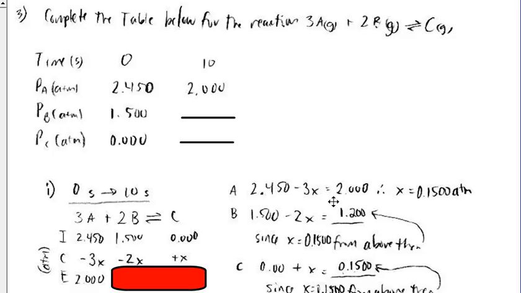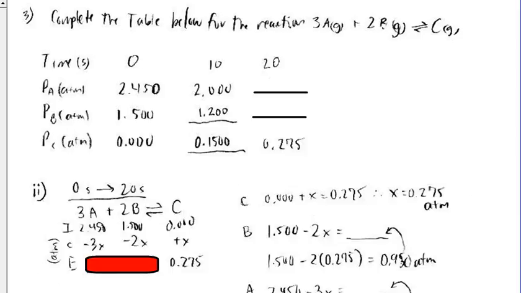2.450 minus 3x equals 2.000, and that's in atmospheres. You can solve for x as 0.1500 atmospheres, and then plug it back into the other equations. 1.50 minus 2 times 0.1500 will get you the pressure that B will be. And then 0 plus 0.150 will get you the pressure that C will be. So the end result of that is 1.20 and 0.1500 as the pressures after 10 seconds.